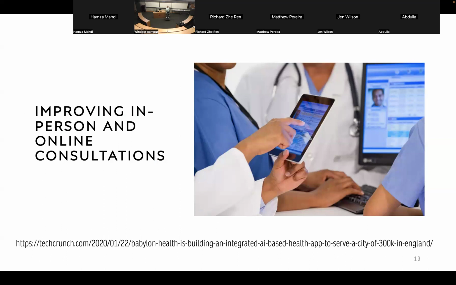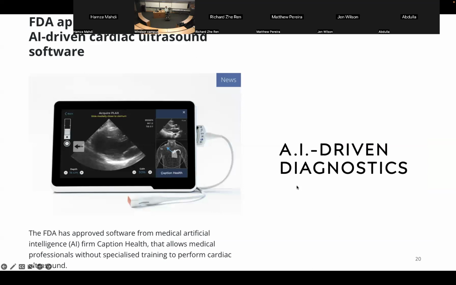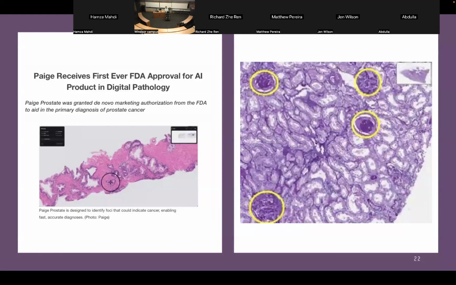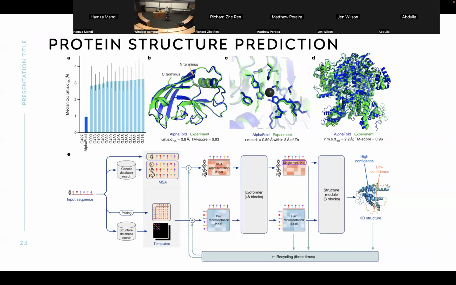AI has been used to improve in-person and online consultation, to assist with diagnostics for non-experts. So you can have pretty much any medical practitioner do point of care ultrasounds, for example. That was another classification AI looking at images. It can help with pathology, like we mentioned. To me, this is the most exciting use of deep learning in medicine.